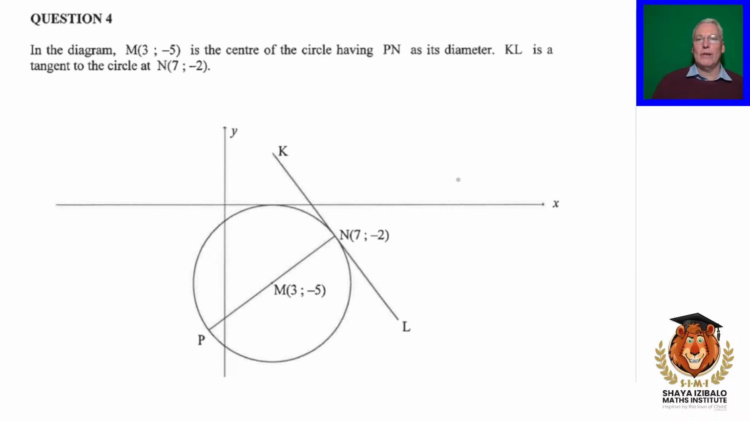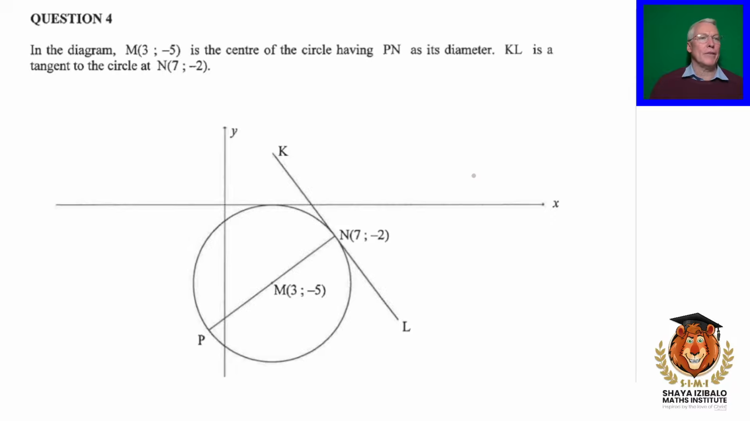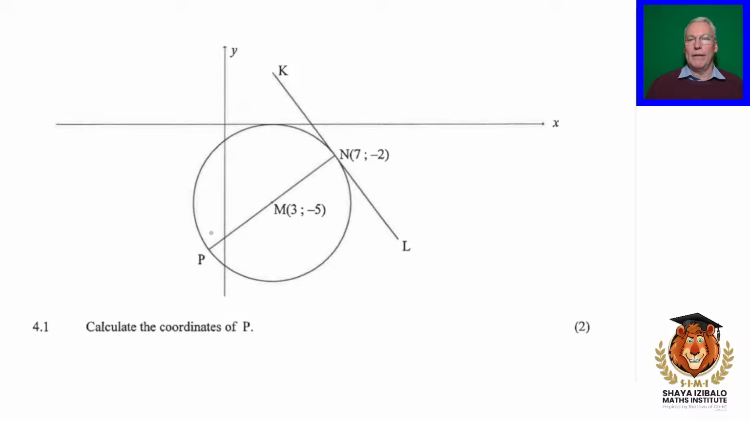Okay, let's look at question 4. What it tells us up front is that the point M is the center of the circle, and that PN is the diameter, and that KL is the tangent at that point. The first thing it asks is, what are the coordinates of P? Again, I'm going to show you two ways of doing this.